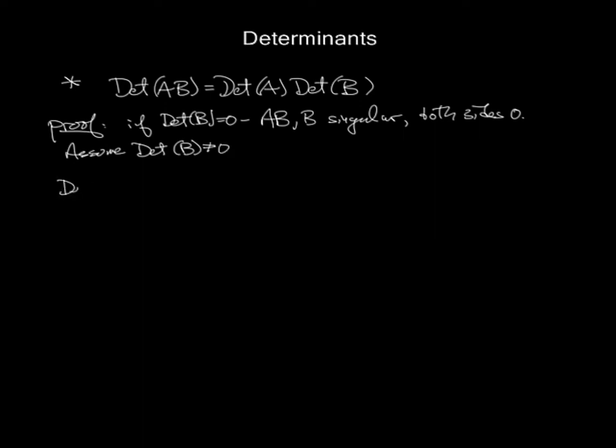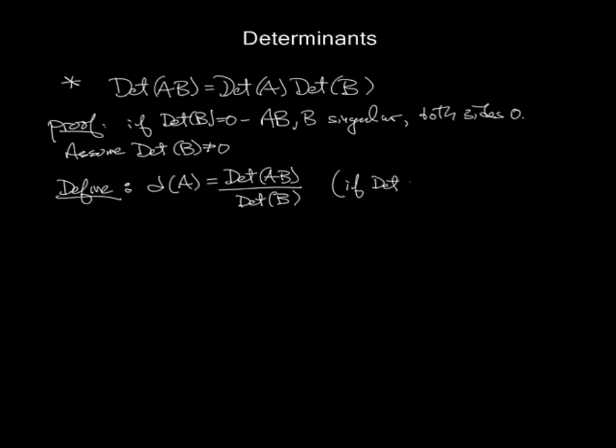And let's define a new function, little d, where little d of a matrix A is the determinant of A times B over the determinant of B. Now, if the determinant really is multiplicative, the determinant of B's will cancel, and little d will just be equal to the determinant of A. So in order to show that's true, you just have to show that this function, little d, satisfies the three properties.